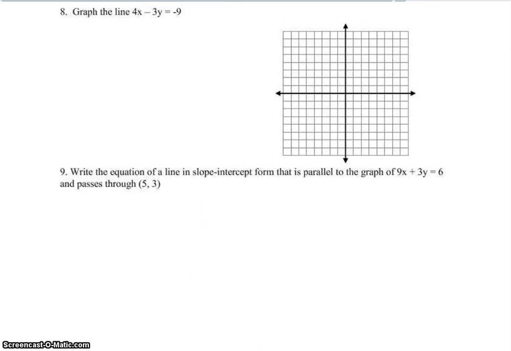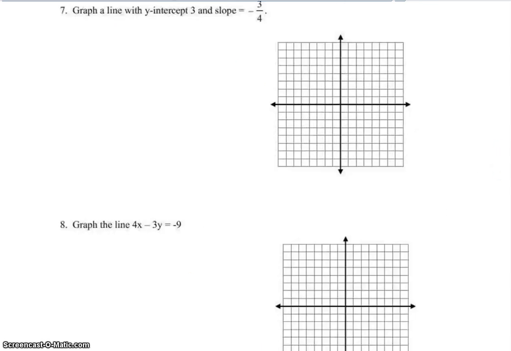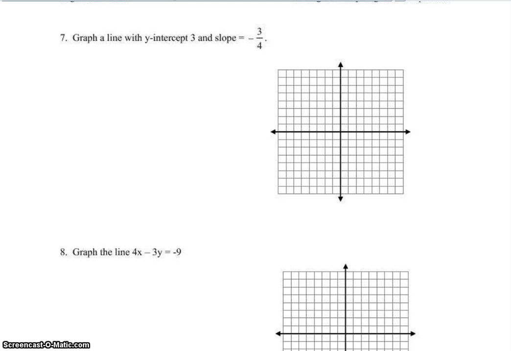Number 7, graph a line with a y-intercept of 3 and a slope of negative 3/4. Y-intercept of 3 tells you to go up 3. Negative 3/4 tells you to go down 3 and right 4. So go back down 3 and then 1, 2, 3, 4 to the right. And then draw a line, try to hit your points, cover the entire graph, put arrows on the end.